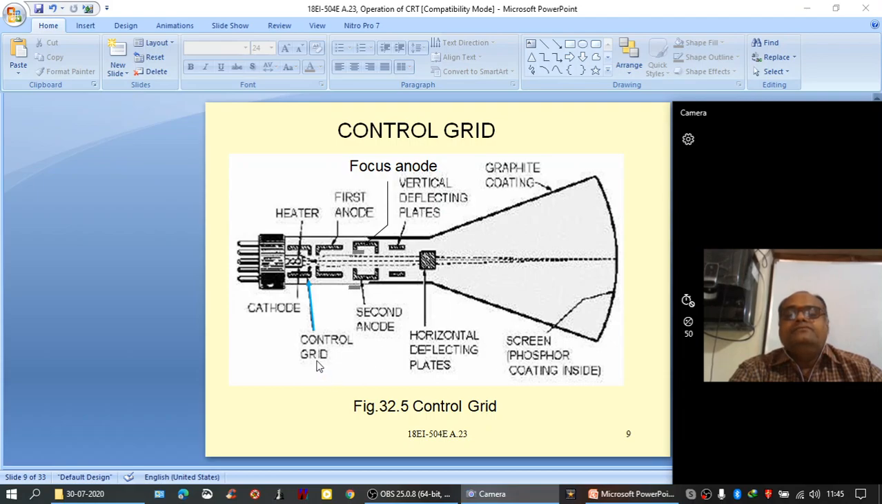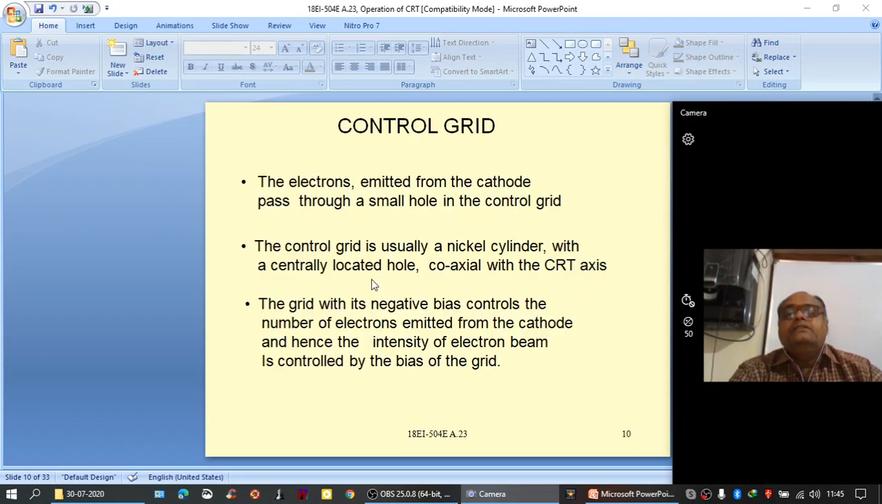Control grid. Here control grid is shown. It will be of a cylindrical shape. The electrons emitted from the cathode pass through a small hole in the control grid. The control grid is usually a nickel cylinder with a centrally located hole coaxial with the CRT axis.